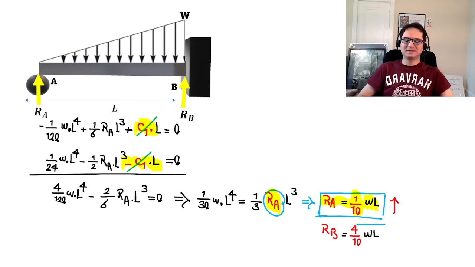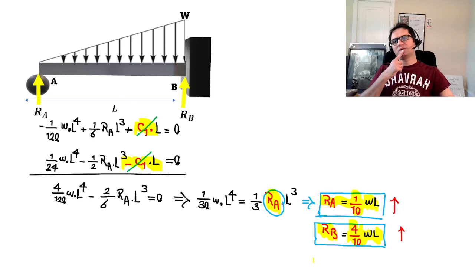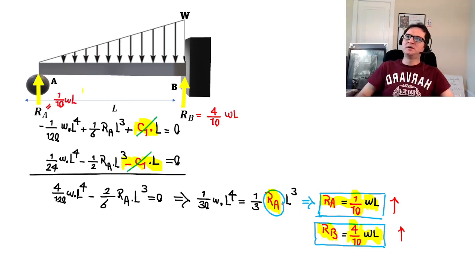By the summation of Fy equal to 0, you can easily get Rb equal to 4 over 10 WL. So the total load should be half of WL. Ra handles 1/10, and Rb handles the rest of the force, which is four times bigger than Ra. This is Ra and this is Rb.